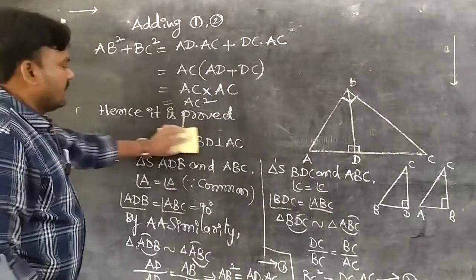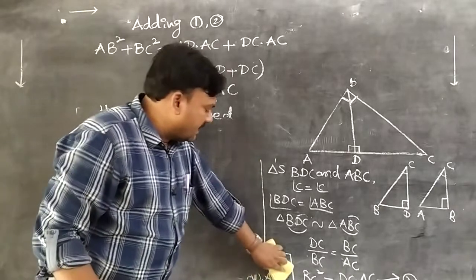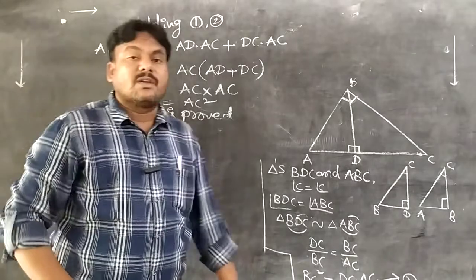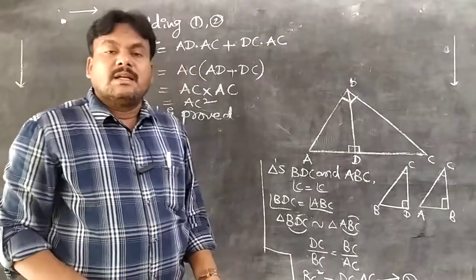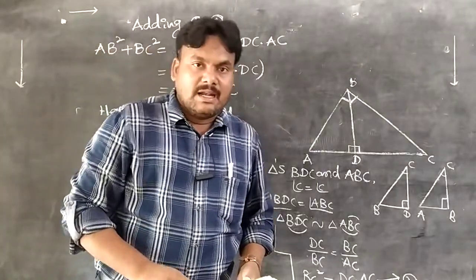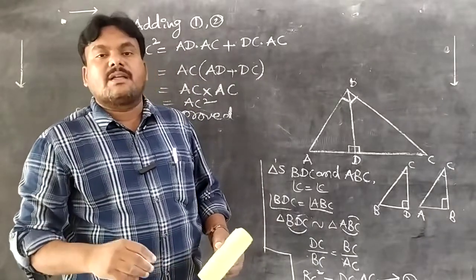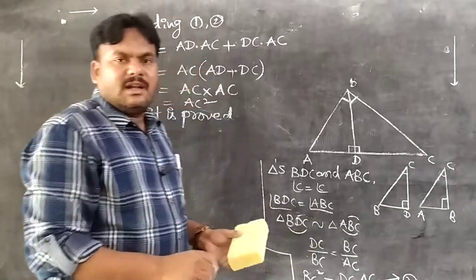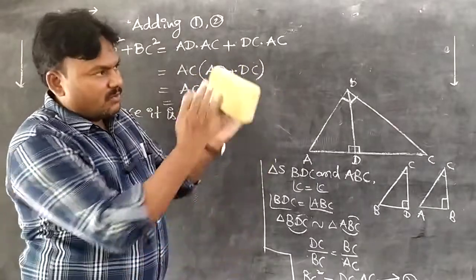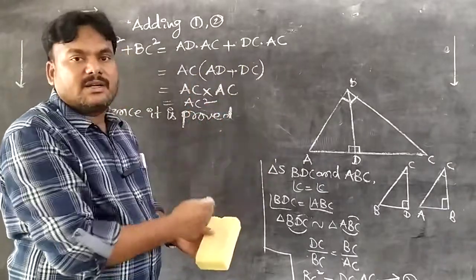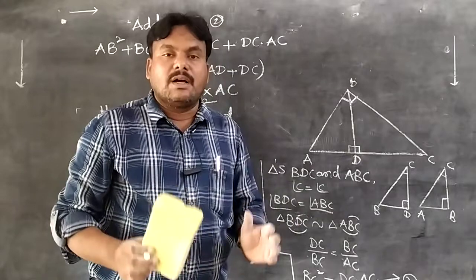This theorem is also called the Baudhayana theorem. Baudhayana is an ancient mathematician. He also gave one statement, which is also related to the Pythagoras theorem. What is his statement? The square of the diagonal of a rectangle is equal to the sum of the squares of the other two sides. If we draw a diagonal of a rectangle, it automatically divides into two right angle triangles. That's why the Pythagoras theorem is also called the Baudhayana theorem.